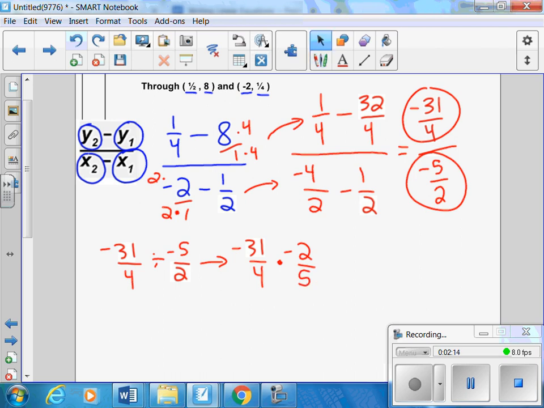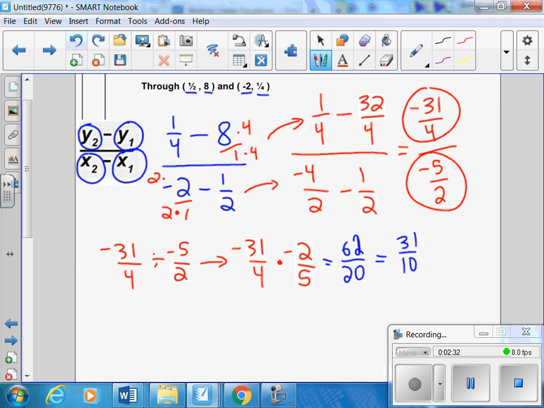So now, -31 times -2 is positive 62, over 4 times 5 is 20. Then you reduce the fraction. 62 and 20 you can divide by 2, and you get 31 over 10. This is your slope. Now we're going to use the slope and one of our points to find the equation.